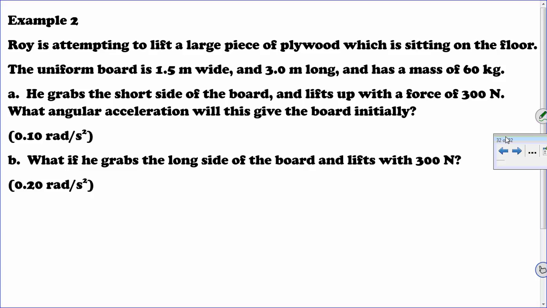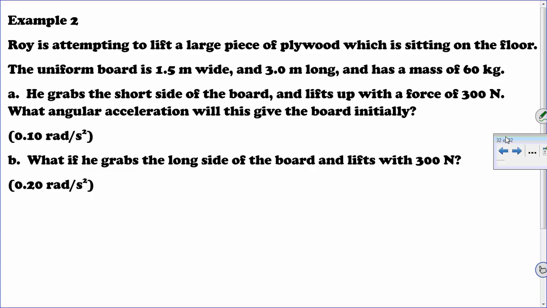He's going to grab the short side of the board and lift it like that. So imagine doing that with a piece of plywood. First of all, in this problem, it's rotating, so my pivot point is determined. Up until now, I've been able to pick my pivot point wherever I want. Now I have to pick my pivot point right here. Does that make sense?